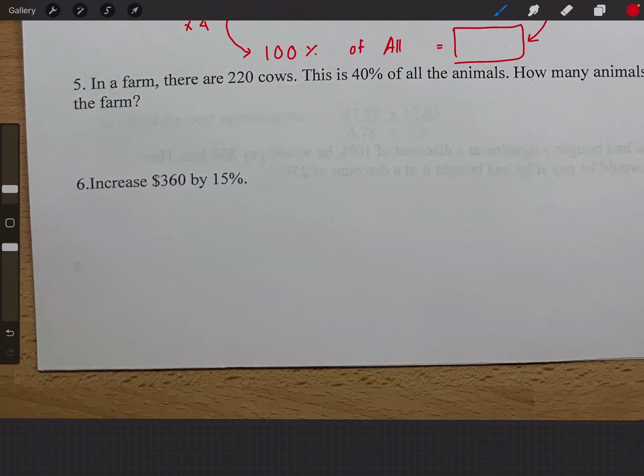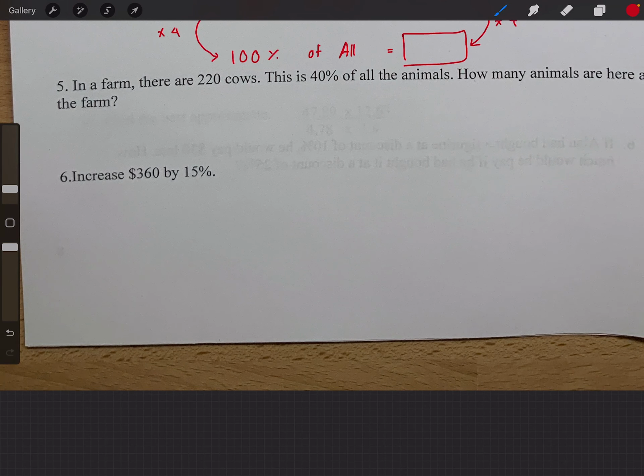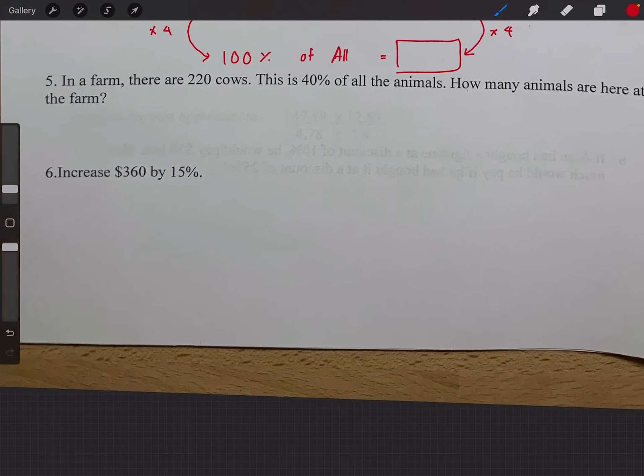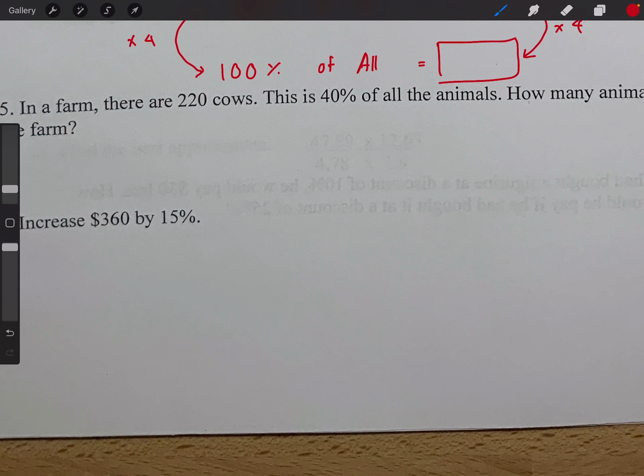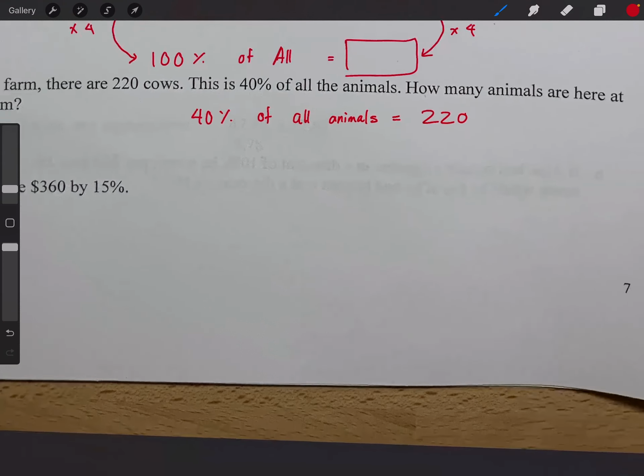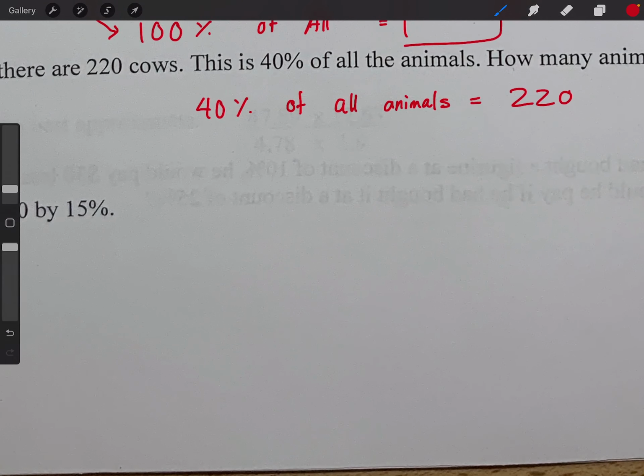Question 5. In a farm there are 220 cows. This is 40% of all the animals. Okay, so again, 40% of all the animals is equal to 220 cows. Now the question is, how many animals are there at the farm? So what we want to do is we want to get to 100%. What's 100% of all the animals?